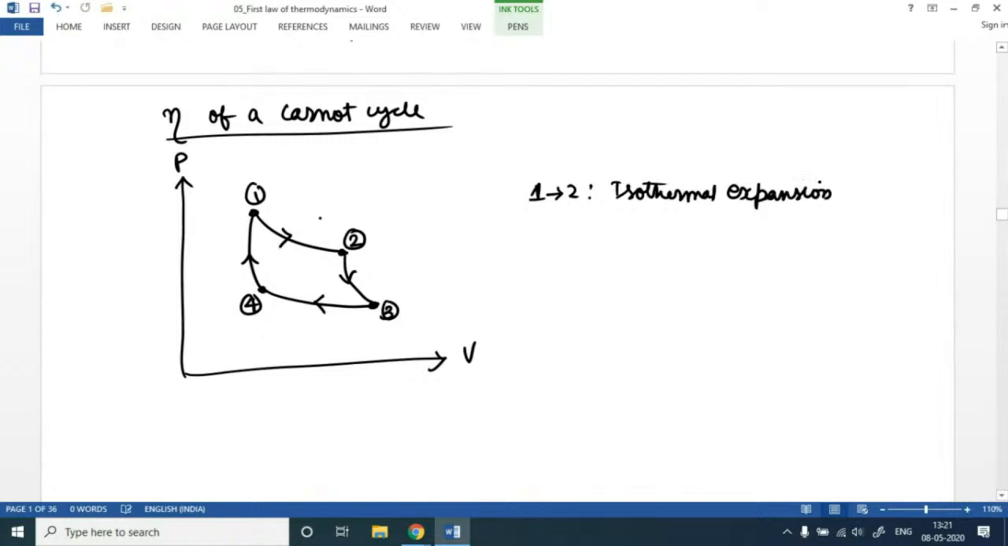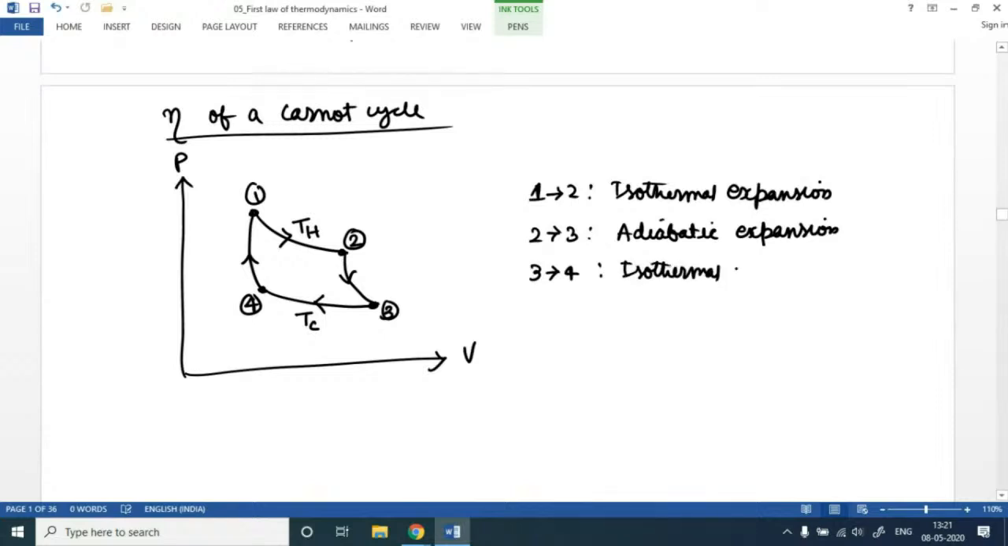So say from 1 to 2 temperature is constant, and that is, let's say, Th, and from 2 to 3 that would be adiabatic process. So let's write adiabatic expansion. Expansion means we are increasing the volume, and from 3 to 4 you should realize that is again isothermal process. So like 3 to 4, let's say temperature is constant, and that is equal to Tc, so that we will know it as isothermal. And since the volume is decreasing, that would be a compression.